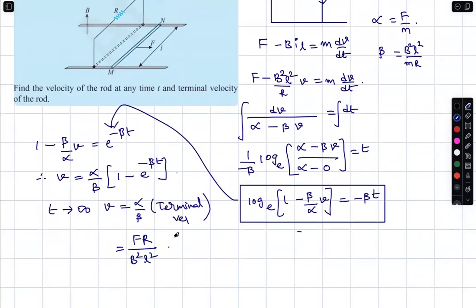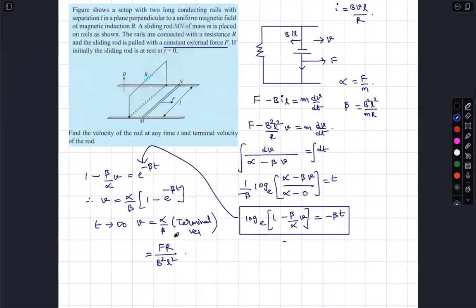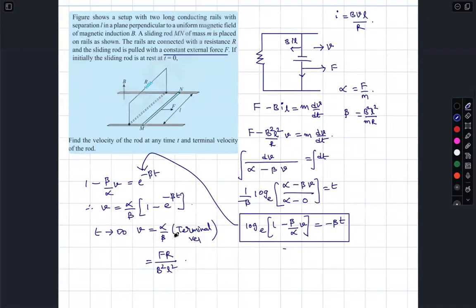Now I am asking again, do you have any doubt in this question? Any student? Aditya, do you have any doubt in this question? No, sir. Right.